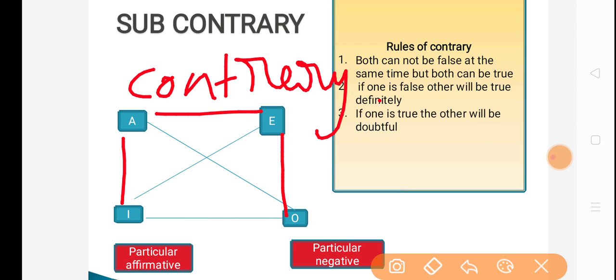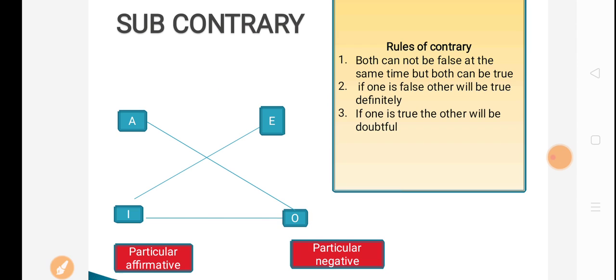Okay. The subcontrary is between I and O, because this comes first and this comes last. This is the upper side and this is the lower side of the square. So that's why it became subordinate. Okay, the sub into the main contrary statement, that we can call a subcontrary statement.